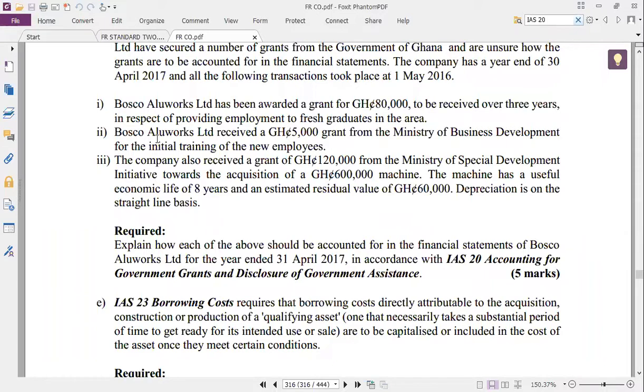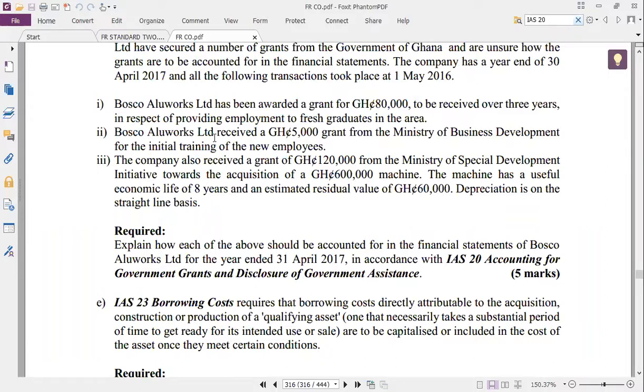the second one, Bosco Aluwex Limited received a grant of 5,000 from the Ministry of Business Development for initial training. So that's the first year training. For the first year training, what do you do? It must be credited to the income statement because in the year that you fulfill the condition, that's when the condition is satisfied, you credit it there.